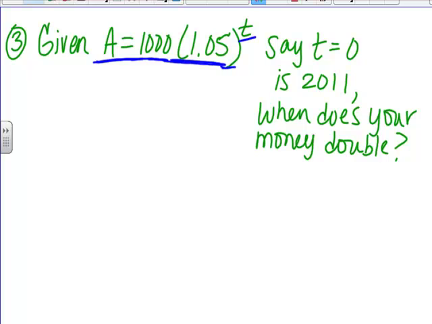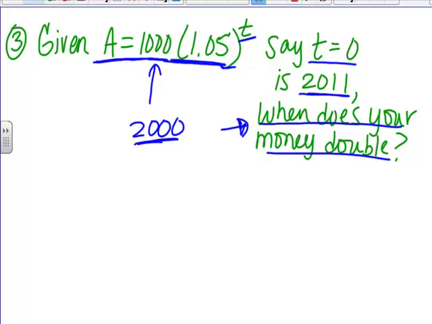Sometimes you might be given a real world problem where you're told that t equals 0 is going to be in the year 2011. And then the question is, when does your money double? So this is a case where you're either going to try some numbers and see when you get, so doubling. In this case, if we start with 1,000, we're going to go looking to get up to 2,000.